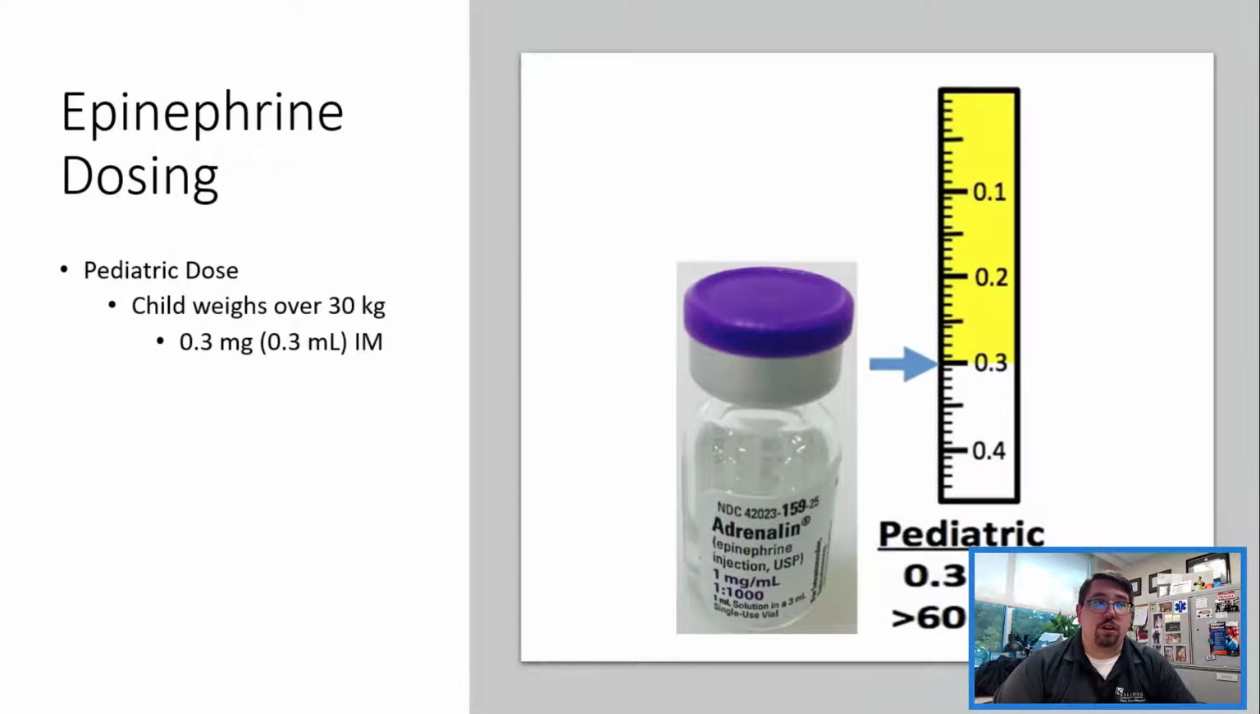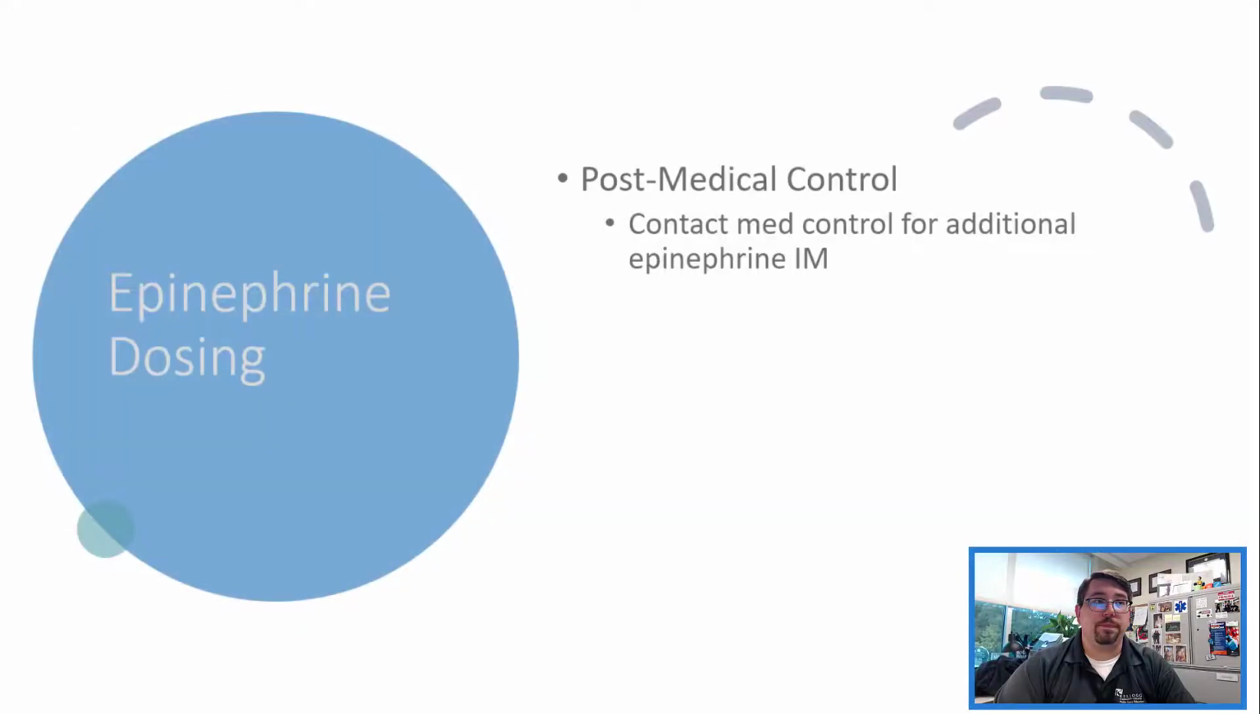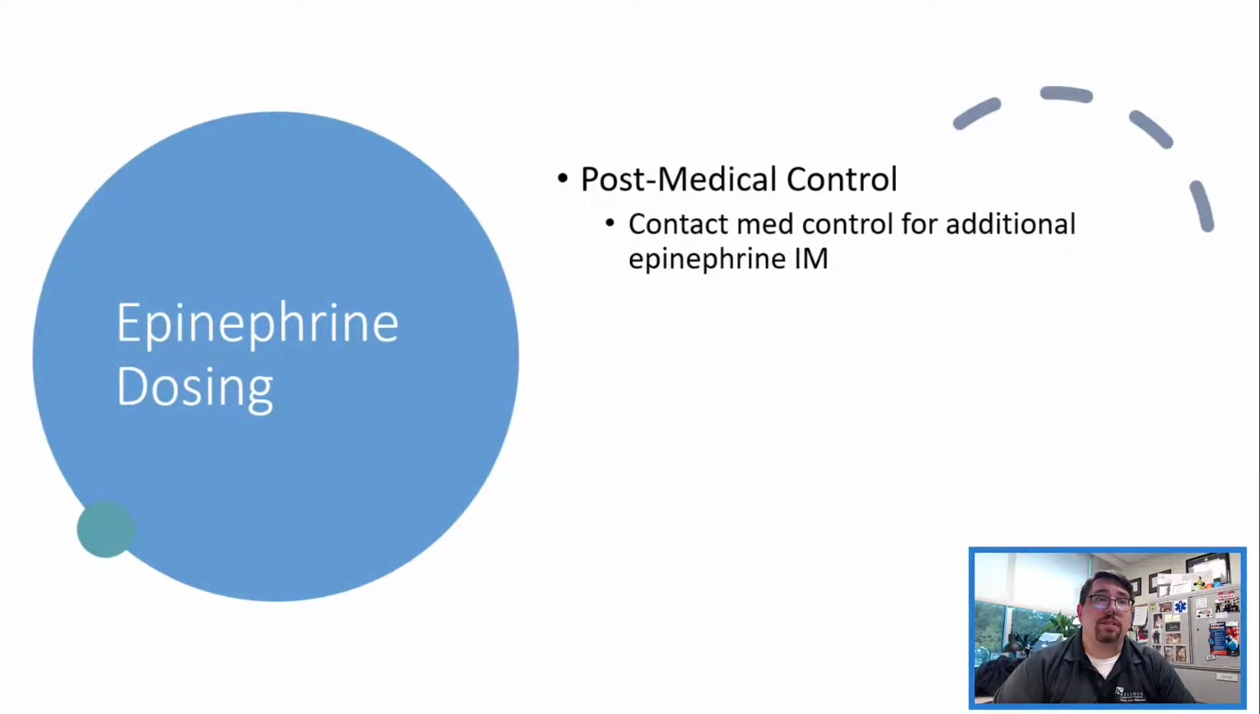If the pediatric dose, or our child I should say, weighs over 30 kilograms, then we should be utilizing our adult dose of 0.3 milligrams or 0.3 milliliters for intramuscular injection. Now it's important to recognize post-medical control. Contact medical control for any additional IM epinephrine that may be needed for administration. It is okay to redose, but it's important to phone our friend and get permission from the medical control authority or the online medical director.